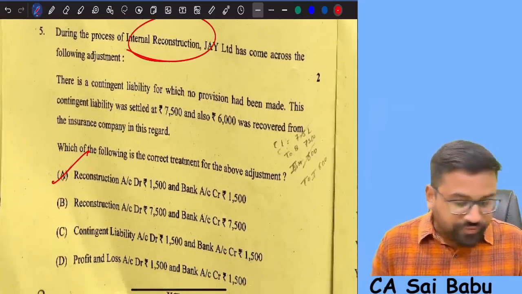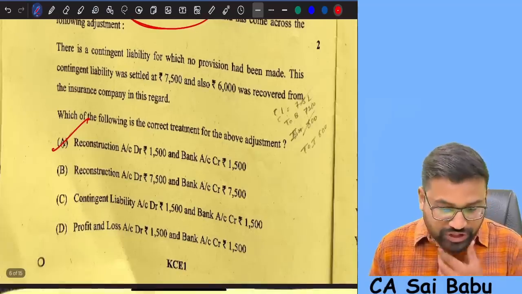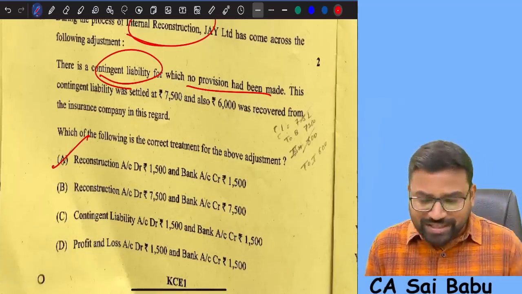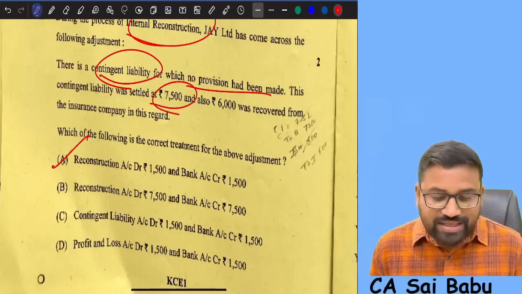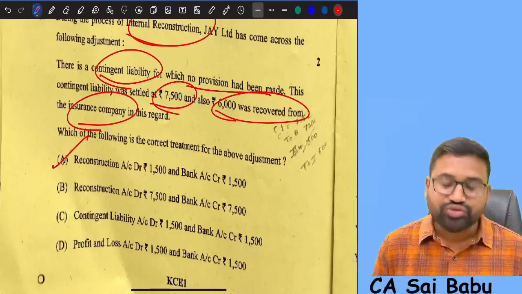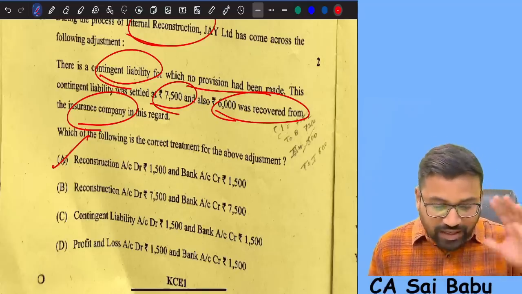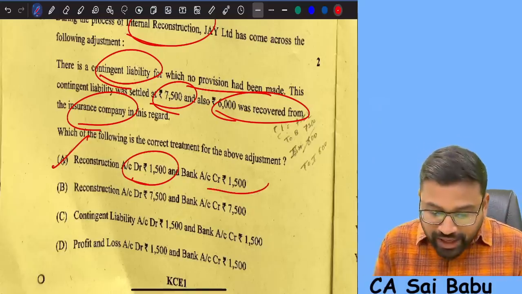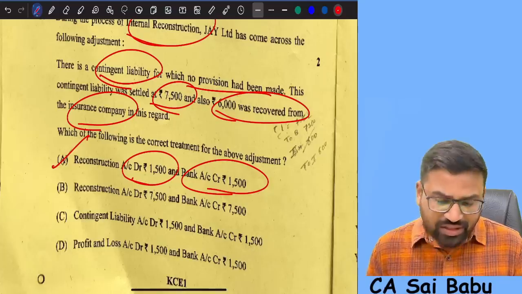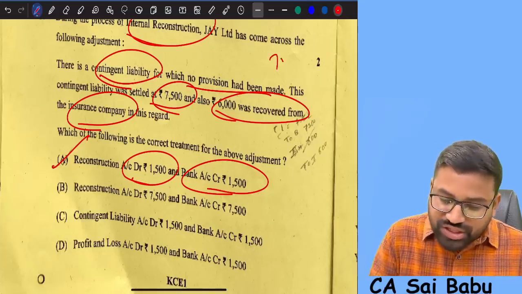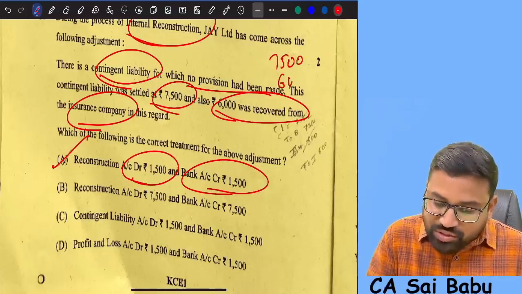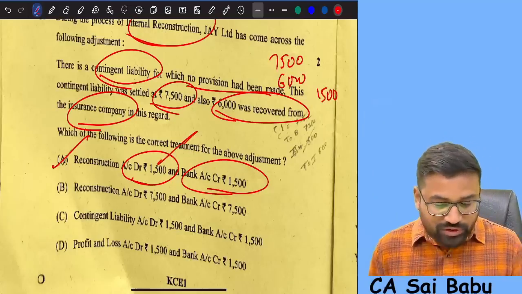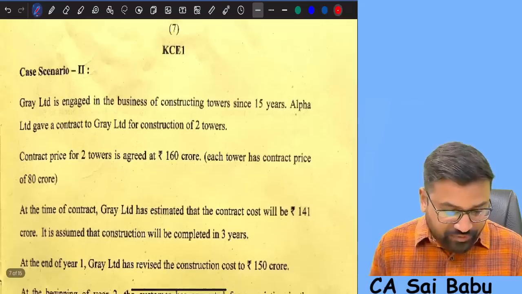During the process of internal reconstruction, there was the following adjustment, sir. See, in this question there is a contingent liability. Obviously contingent liability means it is not there in the books. And it was subsequently settled and also 6,000 was received from the insurance company. So therefore the net answer is: reconstruction account will be debited 1500, bank account credited with 1500. Because your original liability is 7,500, sir, but 6,000 you received from the insurance company. So 1500 will be the net amount which is debited to reconstruction, bank account is credited with 1500.